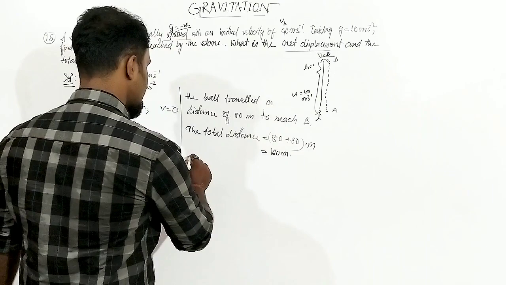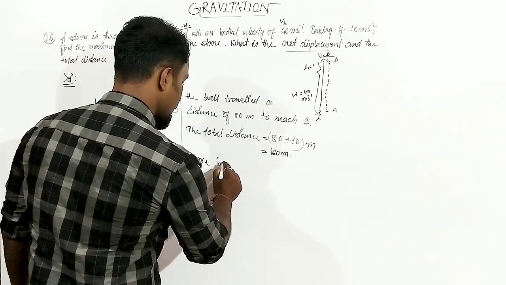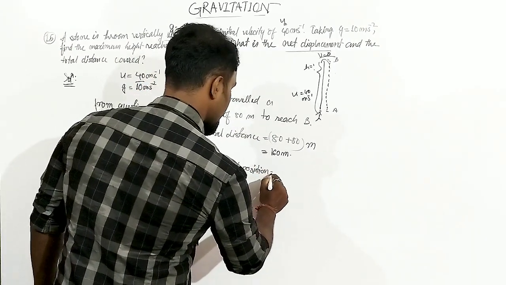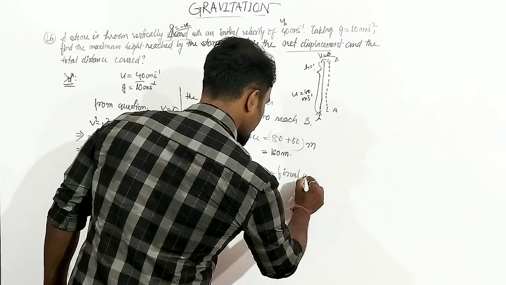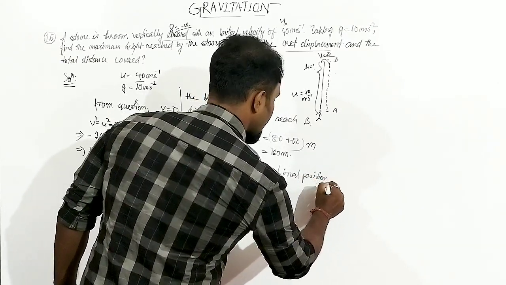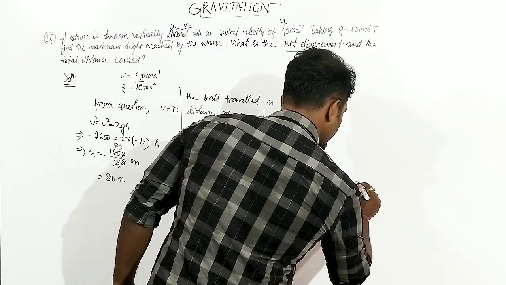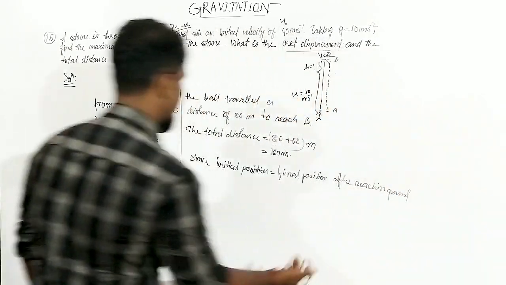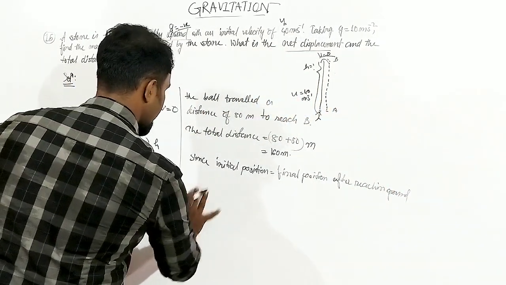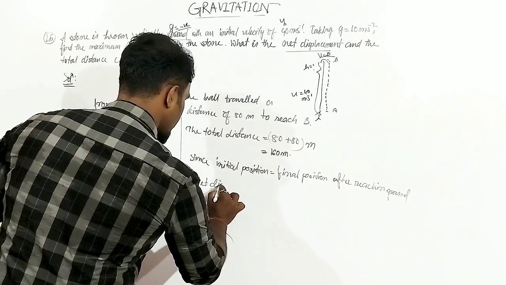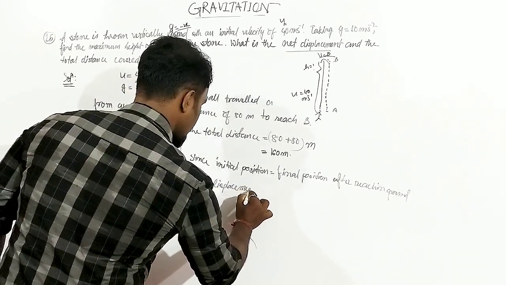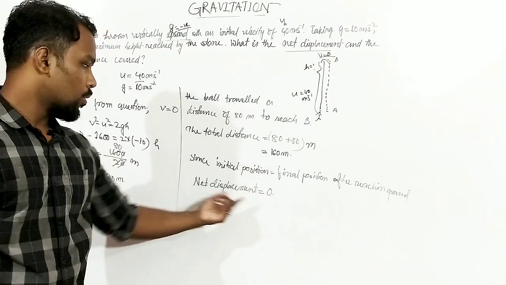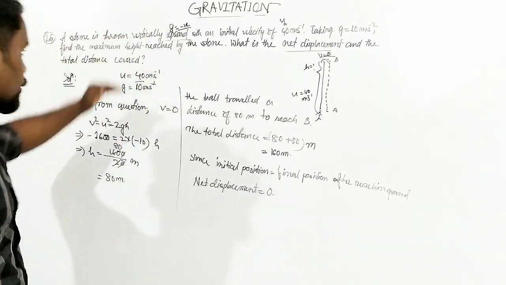Net displacement. Since the initial position is equal to the final position after reaching the ground, so what we can say? Net displacement is equal to what? 0. Because the initial position and final position are going to be the same. So net displacement is going to be what? 0. So that is the solution of this question.